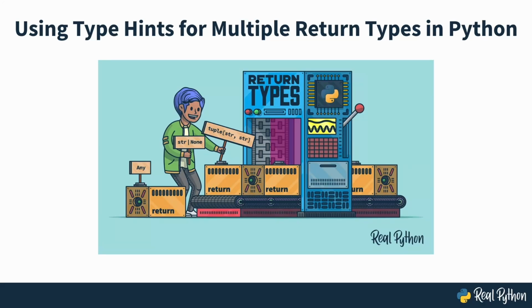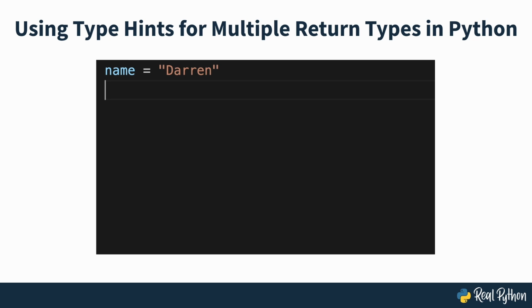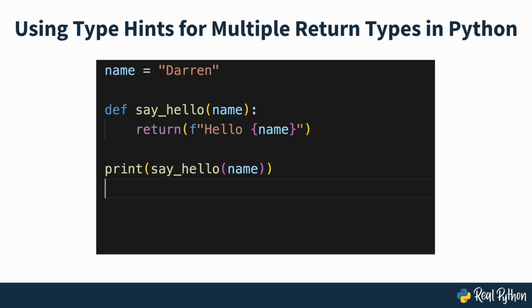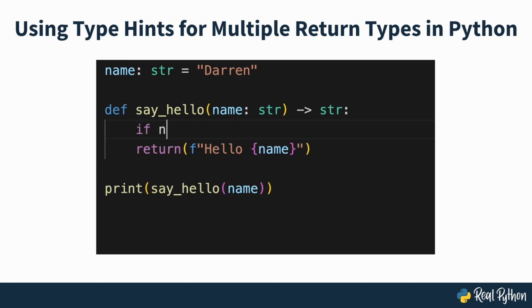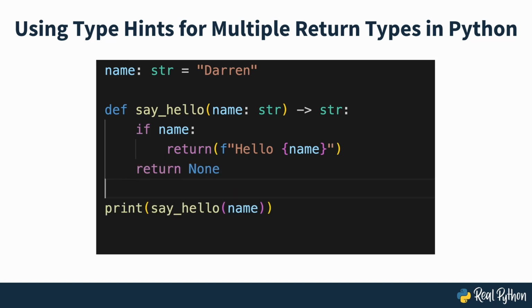Using type hints for multiple return types in Python. In Python, type hinting is an optional but useful feature to make your code easier to read, reason about, and debug. With type hints, you let other developers know the expected data types for variables, function arguments, and return values. As you write code for applications that require greater flexibility, you may need to specify multiple return types to make your code more robust and adaptable to different situations.